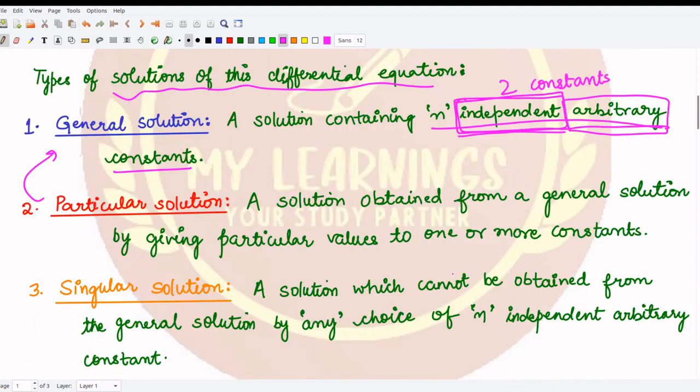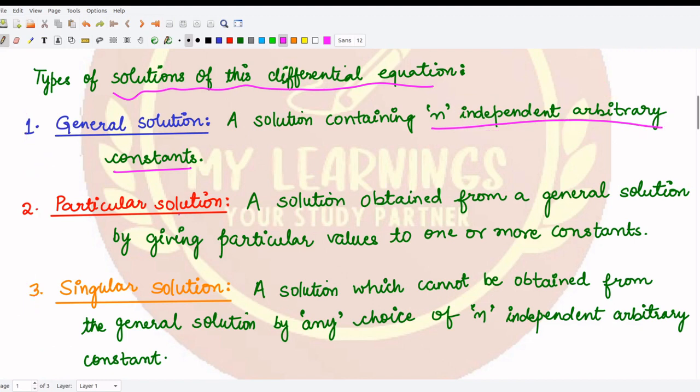And what is a singular solution? A singular solution is a solution of the differential equation which cannot be obtained from the general solution. You would understand these three kinds of solutions better once you see the examples. So let's move forward and have a look at the examples.